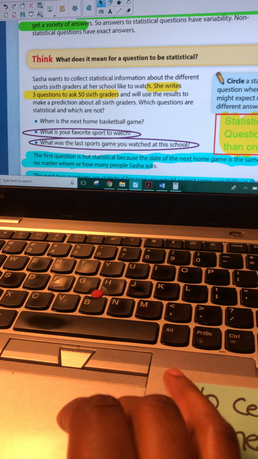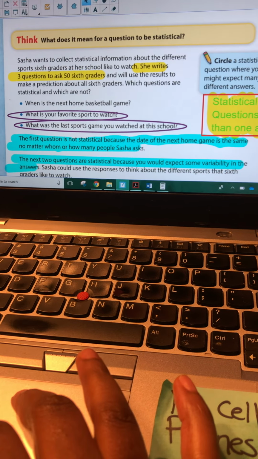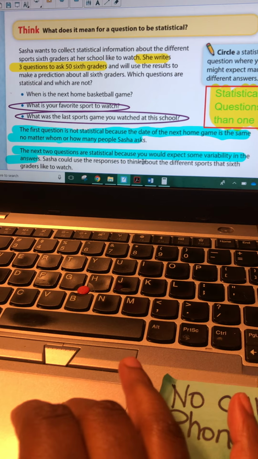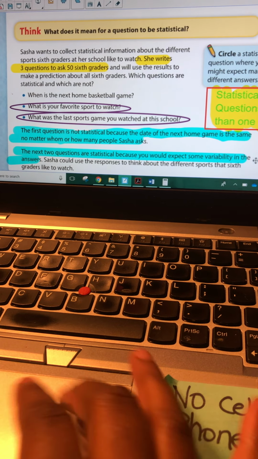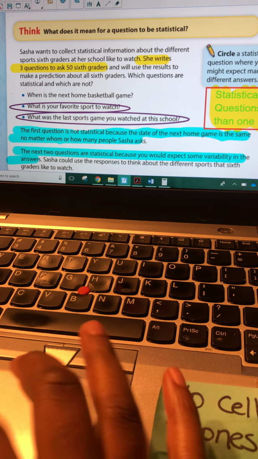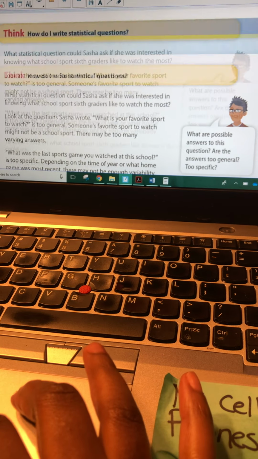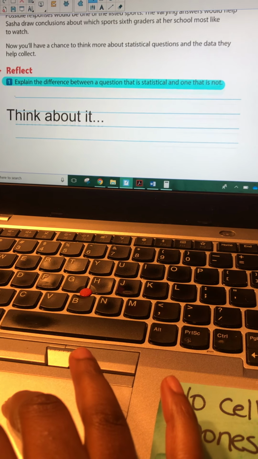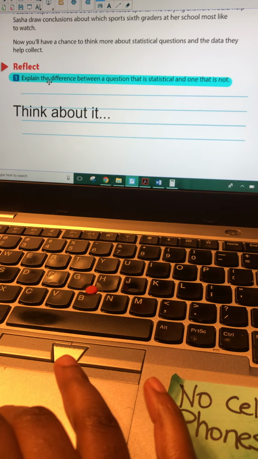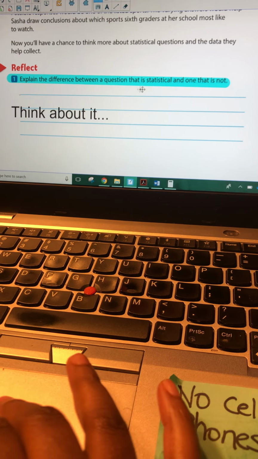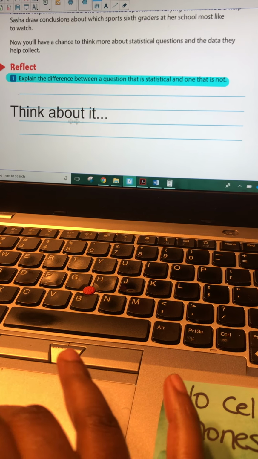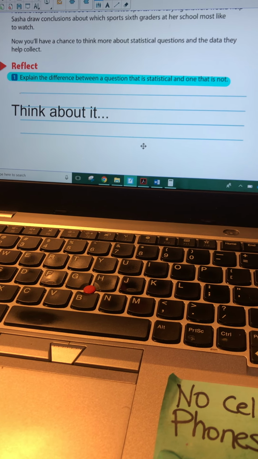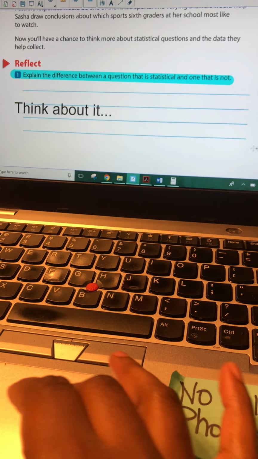Okay. And if you look down at the bottom, it says that the first question is not statistical and the last 2 questions are statistical because you get more than one answer, okay? Now, we look over on the next page and go read all that information. I do want you guys to read it. But if you look at the reflect question, it says explain the difference between a question that is statistical and one that is not. And I want you guys to think about it, okay? So have that in your mind because you may see that question again later this week, okay?